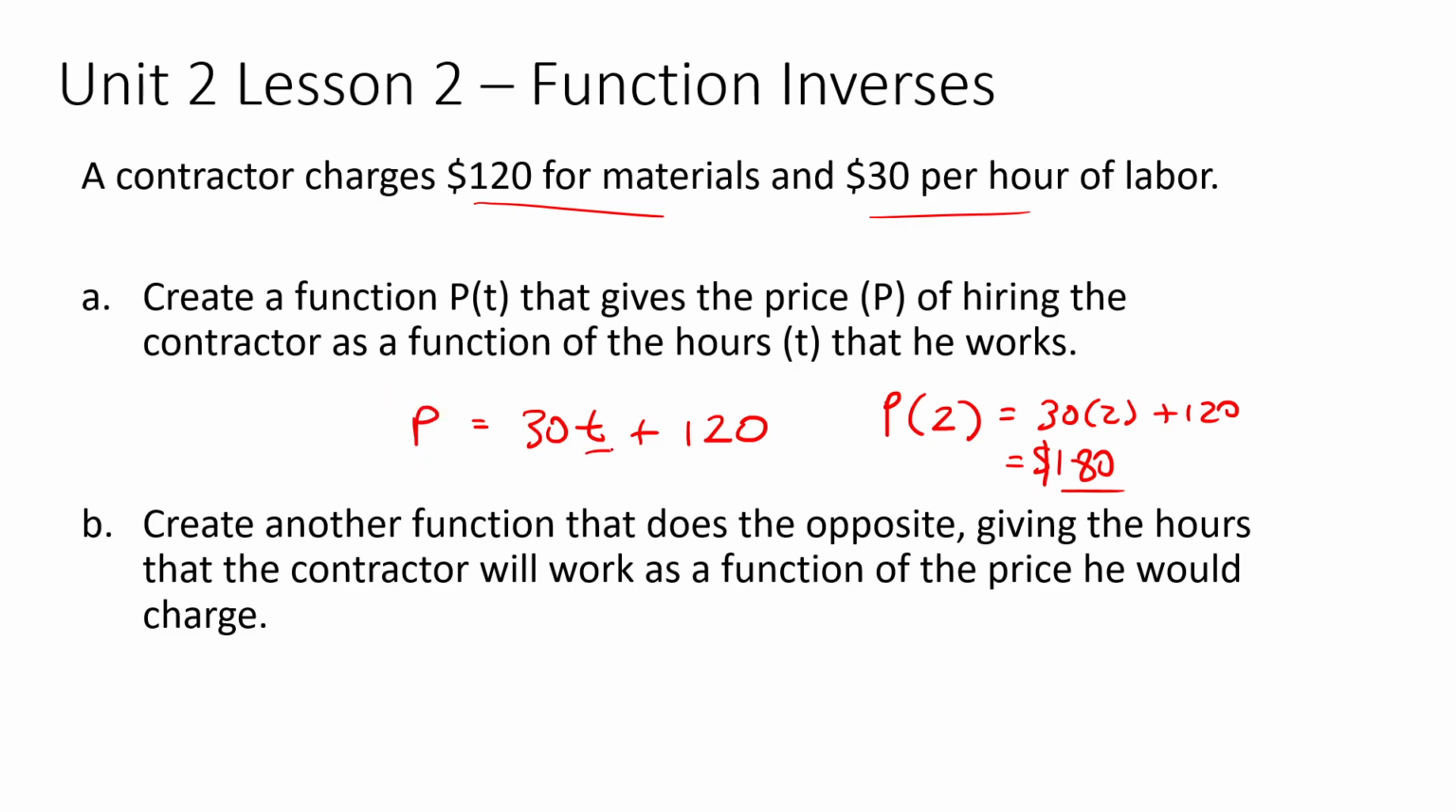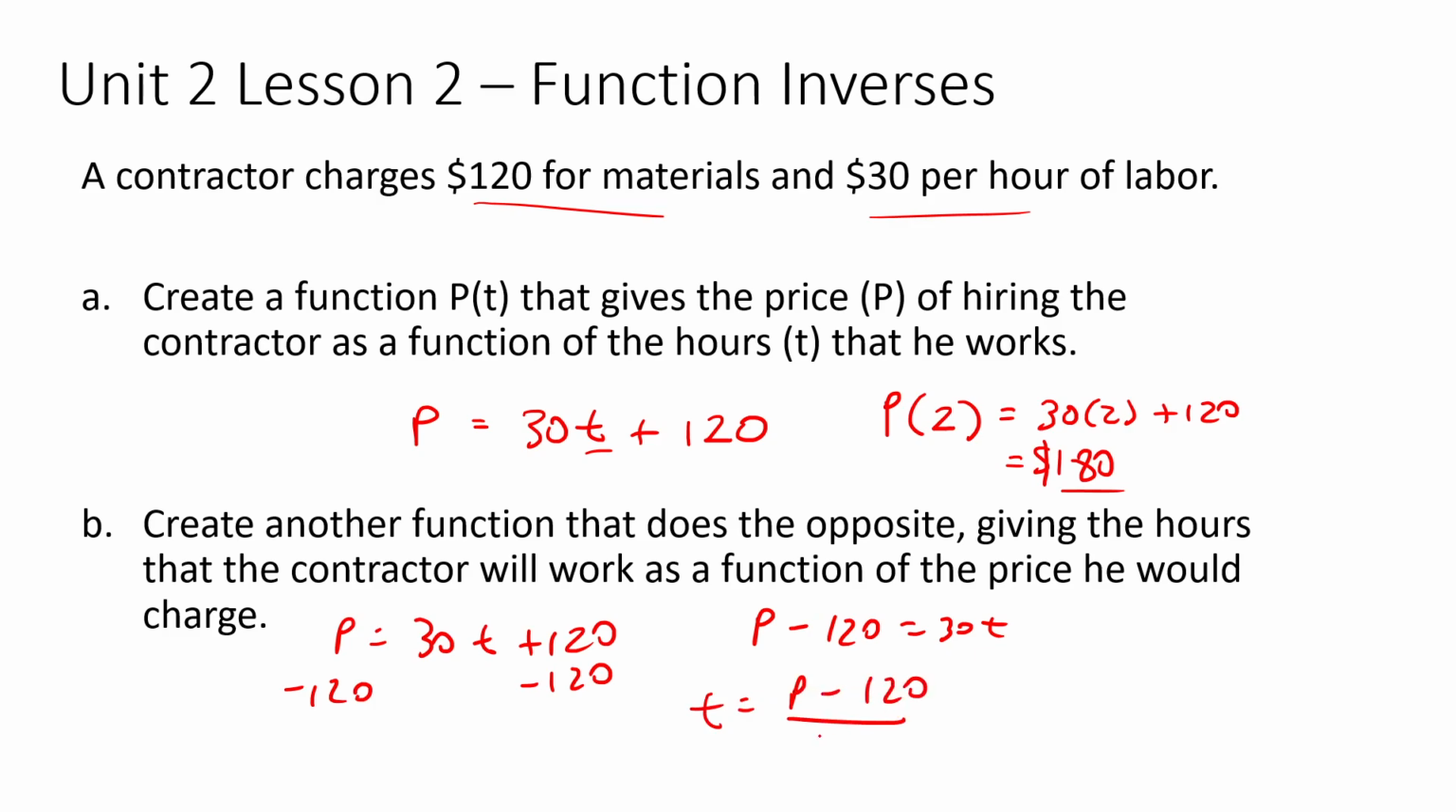What I could do is solve for time, right? So how would that work? I could take away 120, and then that would give me P minus 120 equals 30T, and then I could divide by 30. And so now, right, I have it reversed so that I could plug in a price. So let's just say, how much labor could I get for $210? Well, I could plug that in. 210 minus 120 over 30, that would give me 90 over 30, and so that's going to give me 3.